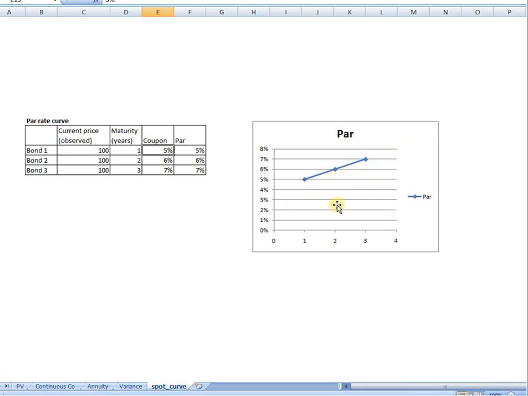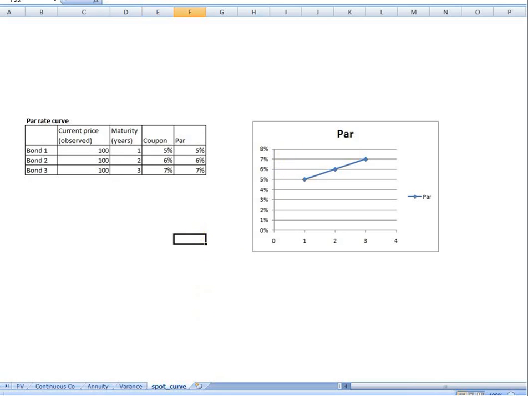Okay, so you may ask, what's the purpose of the par curve? It's very useful in the sense that, assuming that you're going to lend somebody $100, say for a period of 2 years, the question is, what is the coupon that you're going to charge the other person? And straight away from the par curve, you can look at 2 years, and you can see, okay, this is 6%. So you're going to tell him, okay, I'm going to charge 6%. So that's the purpose of the par curve, and it's very straightforward.